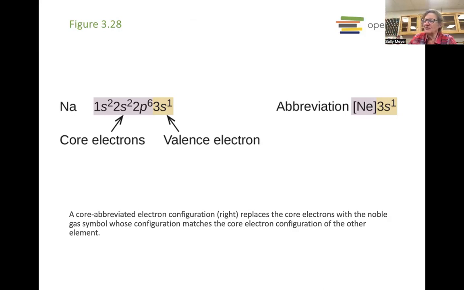As soon as you fill an inner shell, that's a very stable thing, and you're not going to take electrons out of it.